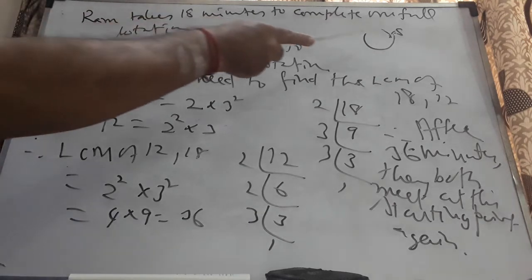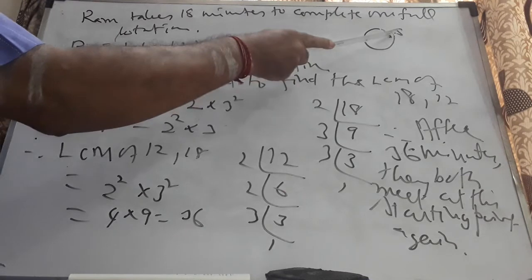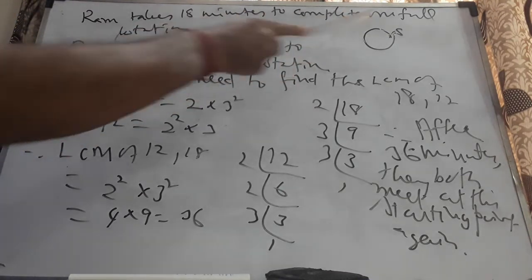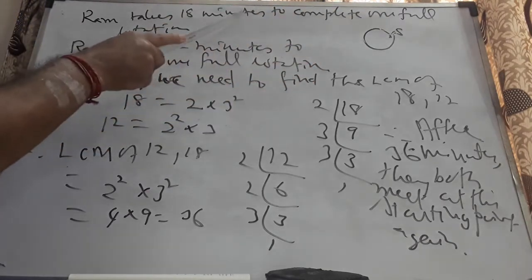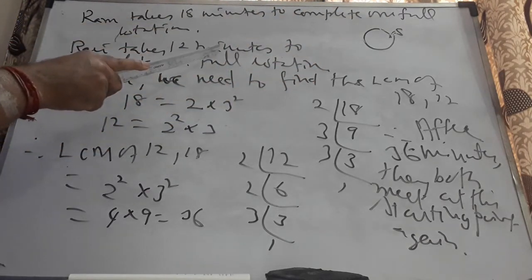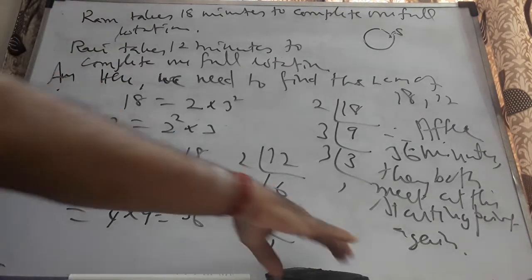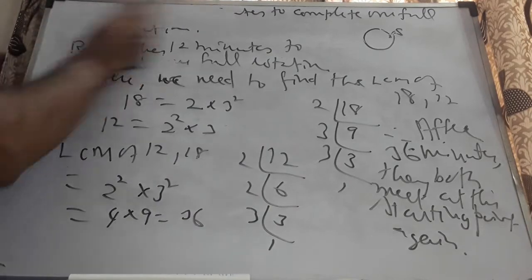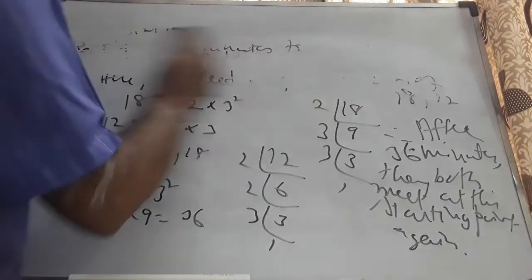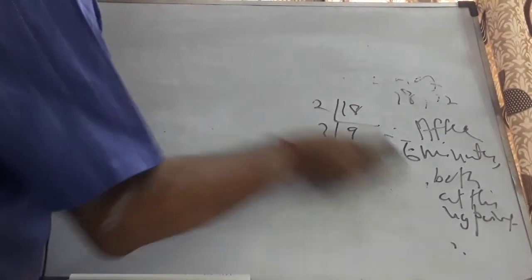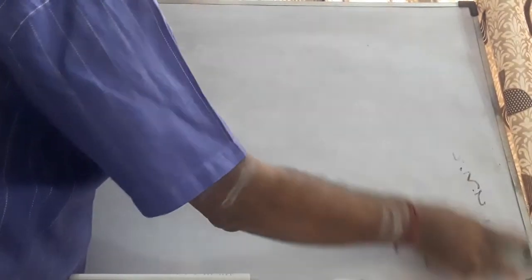Here you can even imagine, 12 into 3 is 36, so Ravi will be completing 3 full rotations. Here 18 into 2 is 36, so Ram will be completing 2 full rotations. They will meet at the starting point. That's the way it is being done, by taking the LCM of the given two numbers. I think it is clear. I think you are able to follow what I said. It's an application of LCM in one of the word problems.